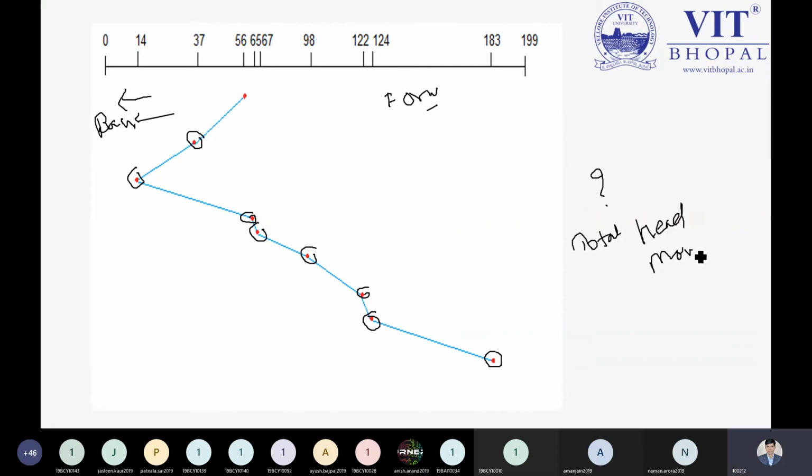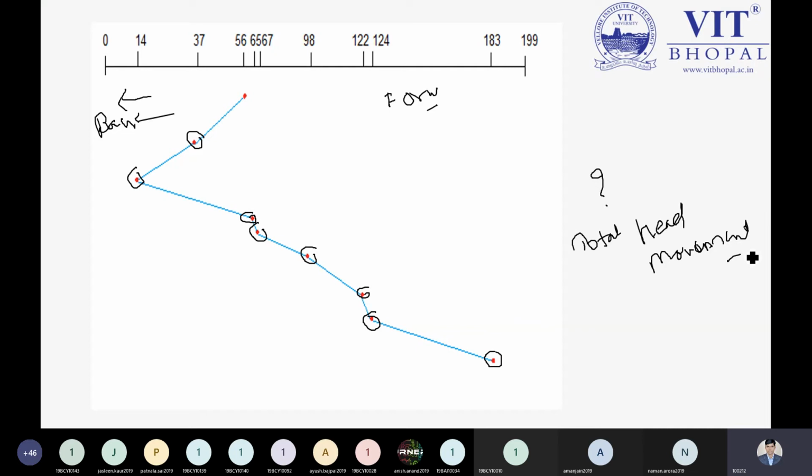So if you have no problem over here, then I can move to my next algorithm. Okay, is anyone having any problem over here? Sir, there is a doubt here. Please explain the scan algorithm once more, so I can explain.